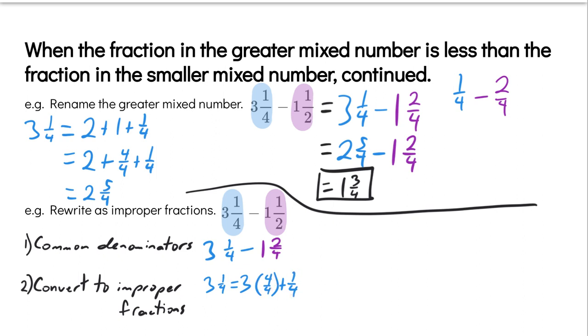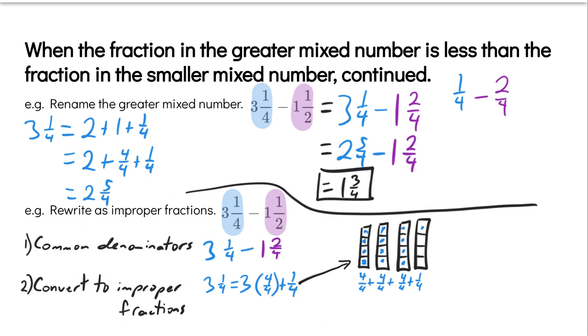And if you're confused why this is the same as this, maybe this picture will help you. This equation right here is represented by this picture right here. When we have 3 groups of 4/4, that's what this means. We've got 3 groups of 4/4. There's 1 whole, 2 wholes, 3 wholes. We've got 3 wholes here. 3 groups of 4/4, and then we've got the 1/4 on the end right there.